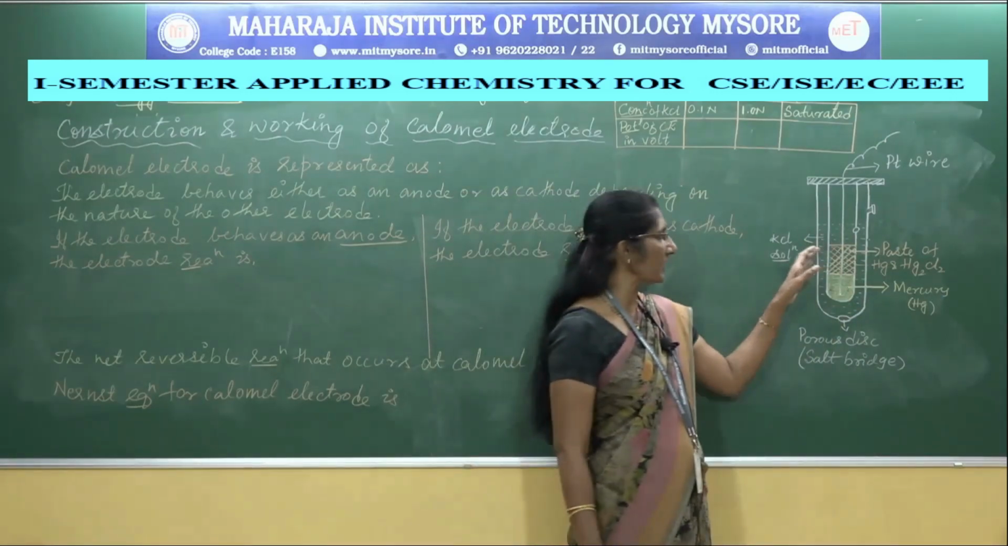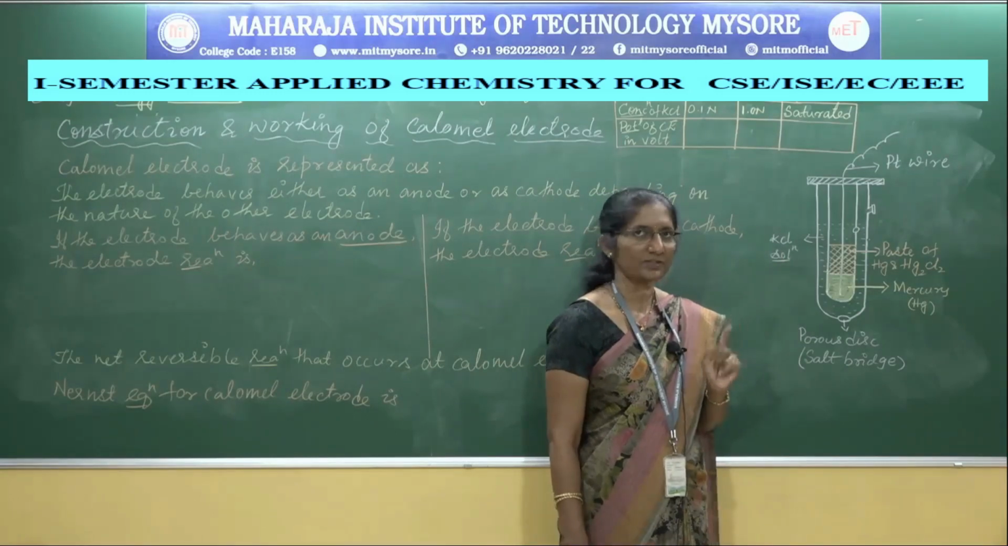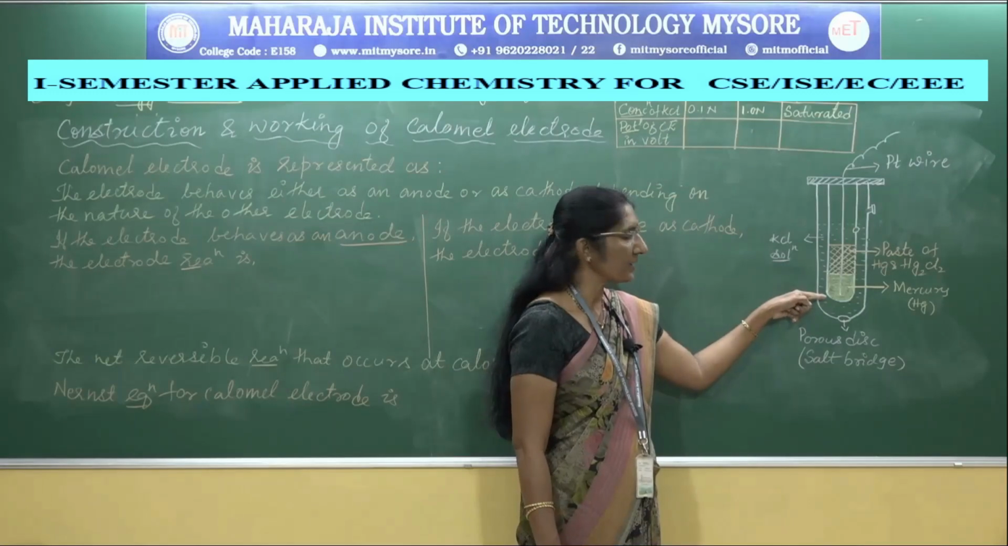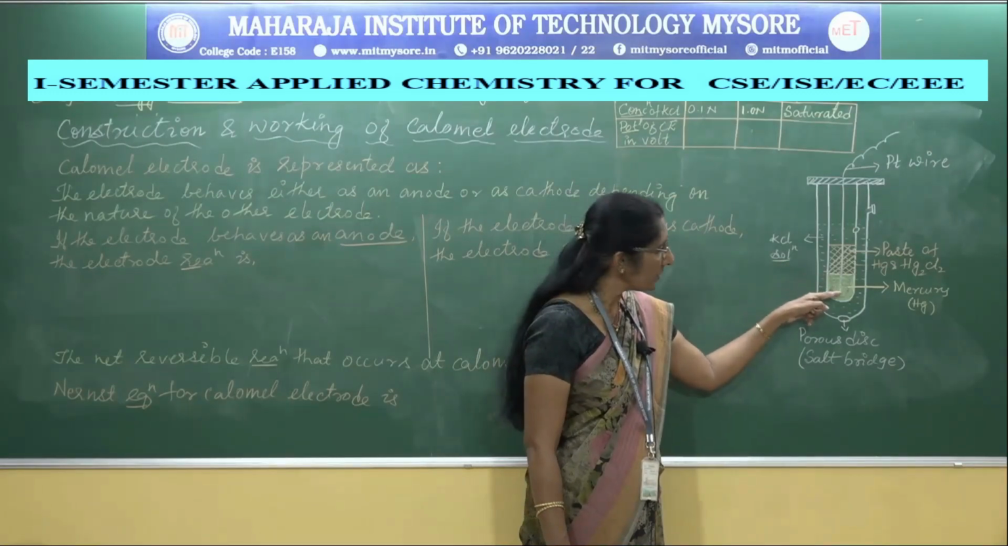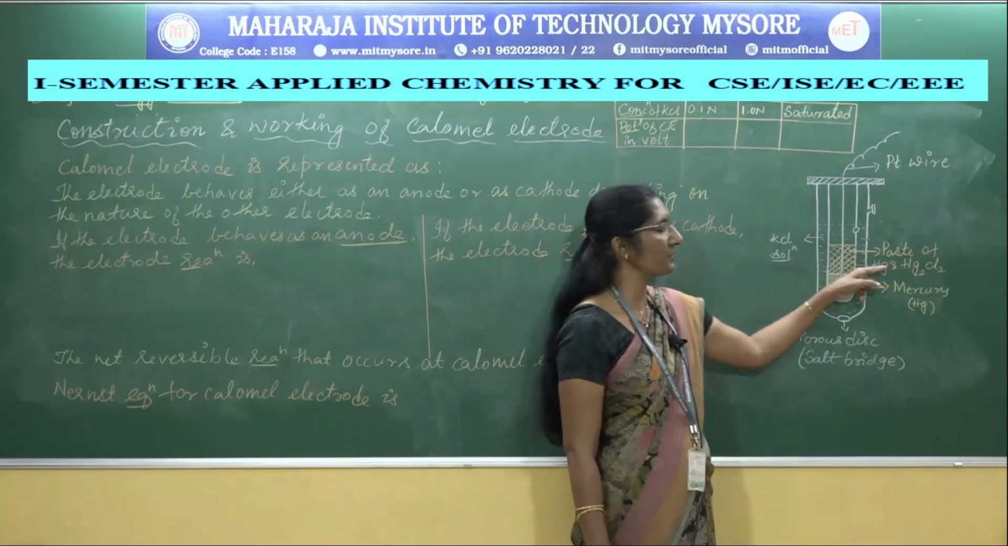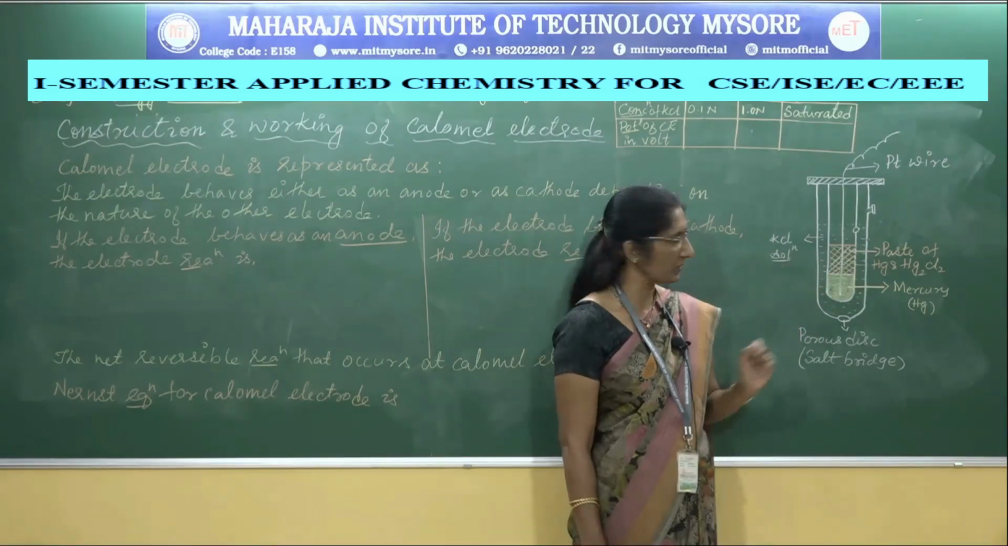Further, it is in contact with KCl solution. Once again, the calomel electrode consists of a glass tube having liquid mercury at its bottom, covered by a paste of mercury and mercurous chloride.